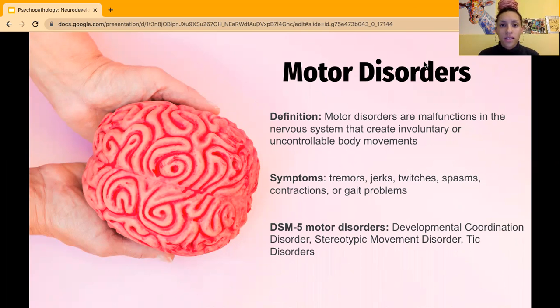And according to the DSM-5, these disorders are placed in three separate categories. Those being developmental coordination disorder, stereotypic movement disorder, and tic disorders. Tic disorders consist of Tourette's disorder, persistent chronic motor or vocal tic disorder, and provisional tic disorder, which I'll touch on a little more in depth soon.